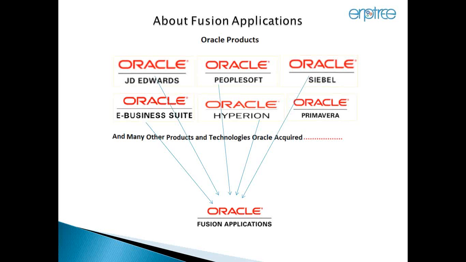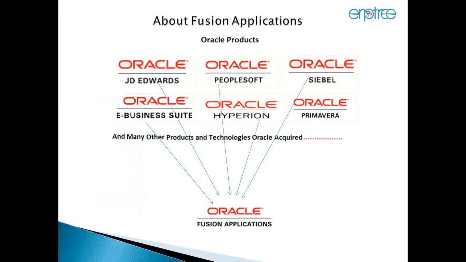So as part of Fusion applications, what are the different solutions we have? Most of the solutions from the different ERP products. That's how we have Fusion applications now. Any other questions on this, please? This is what we just have to understand: the background of Fusion applications and how they are built.